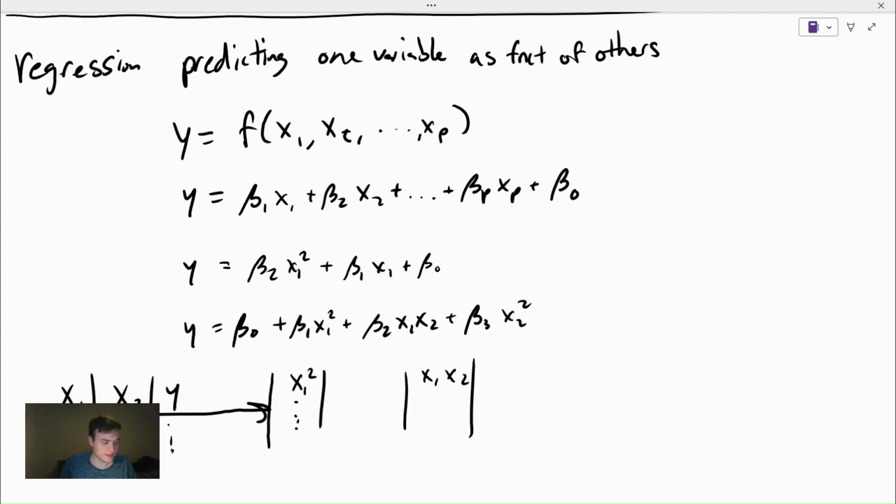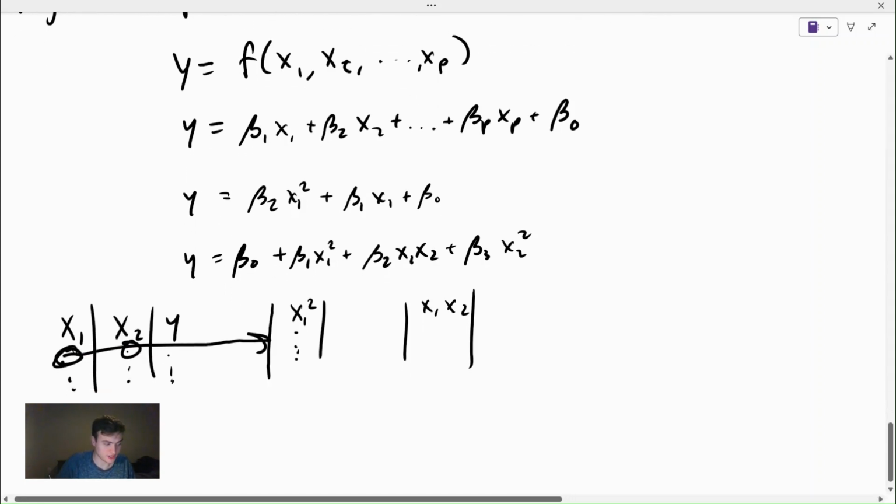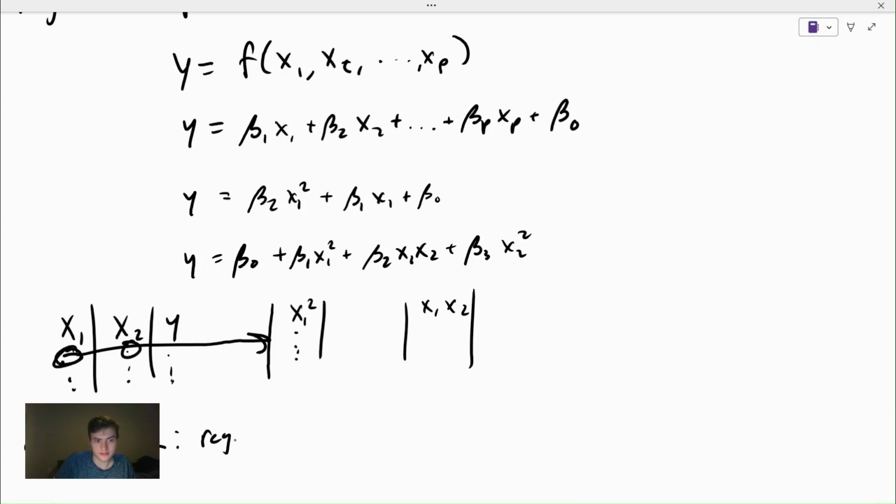When we have discrete y, that's the other type of model, classification. So regression with discrete and finite y. So we don't have an infinite number of y values.